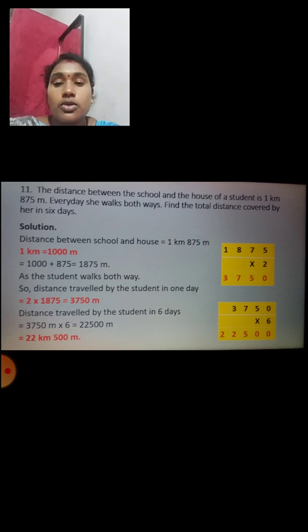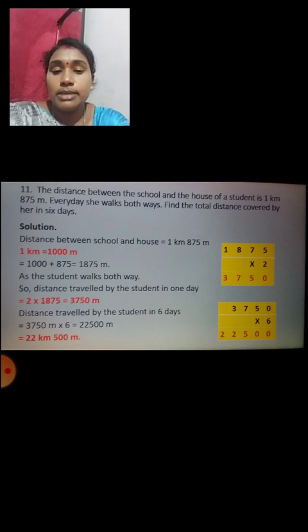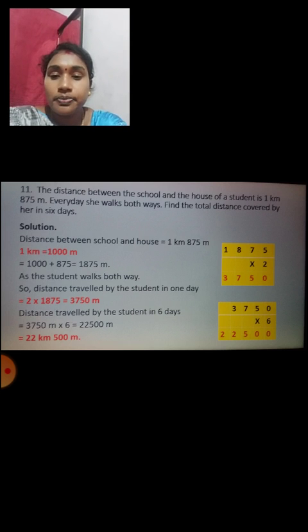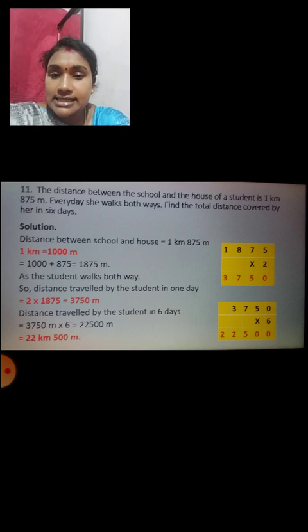22,500. So always the answer should be in terms of kilometers and meters separately. Right? So you have to write it like 22 kilometers and 500 meters. Okay? So how will you write it down? 22 kilometers and 500 meters. So the total distance covered by the student in 6 days is 22 kilometers 500 meters.